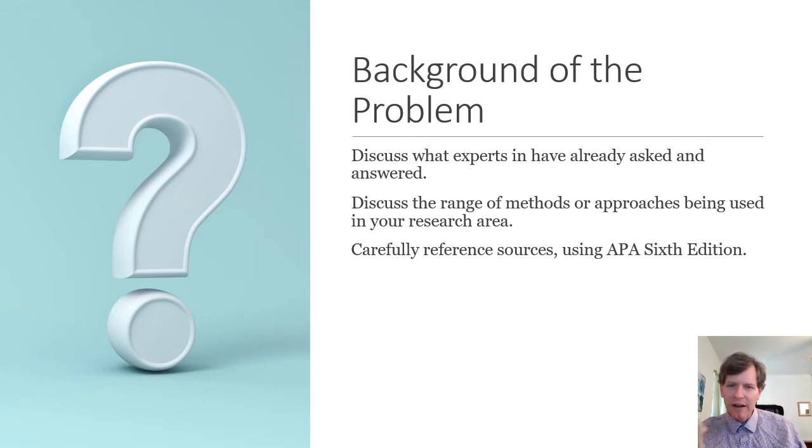So again, define exactly what you mean by something. Discuss the range of possible methods that you're considering, and carefully reference that we do recommend APA 6th edition. Obviously, there is a 7th edition out there, but generally speaking, your committee is looking for the APA 6th edition here at UA Little Rock.